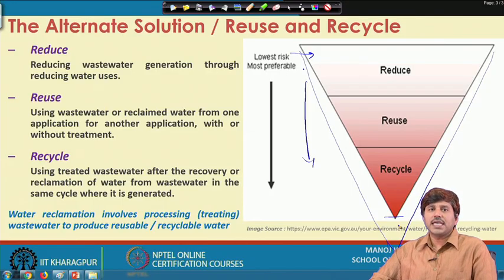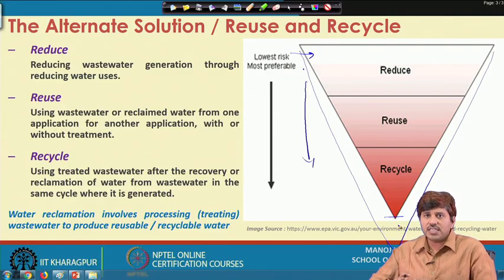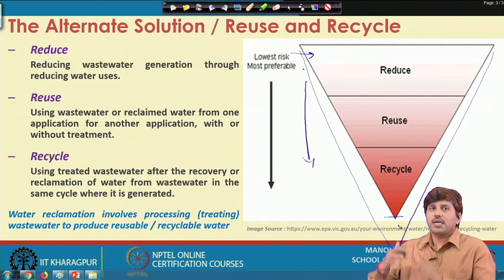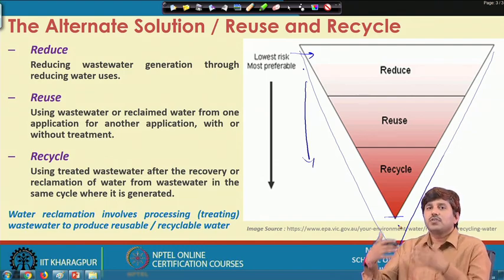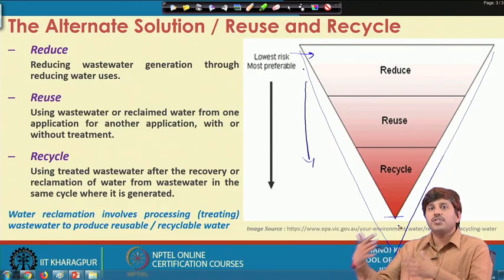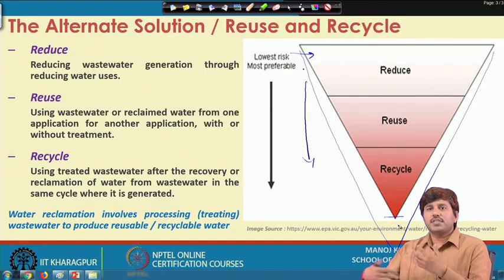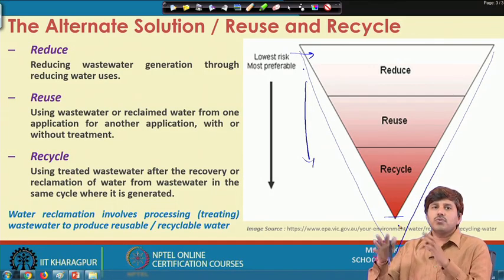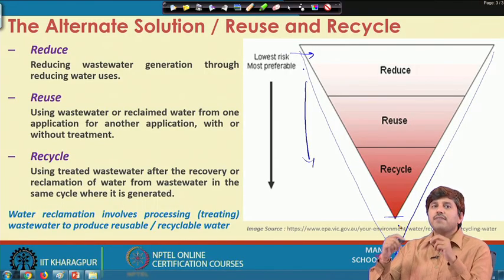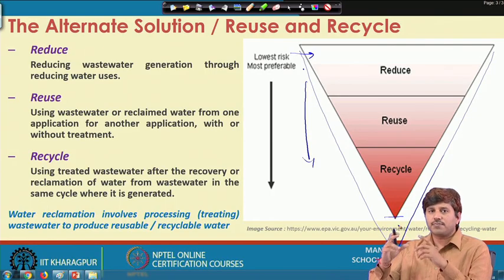Then there is something called recycling, which is usually done after treatment. We treat that water, we reclaim the water, and then the recovered water we use in the same cycle where it was generated. So, if water is being generated from households, you treat it and supply it back for household activities. That is what recycling is. The water you have generated from the bathroom, you have treated and again supplied back there. Those kinds of systems are called recycling, and for the purpose of recycling we have to treat the water first, and that is known as reclamation.